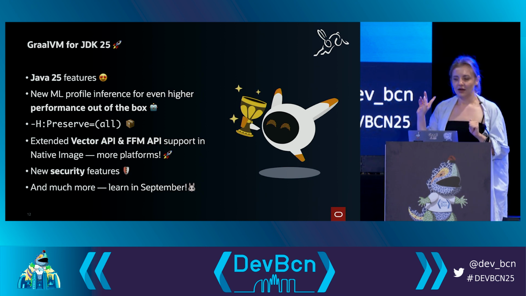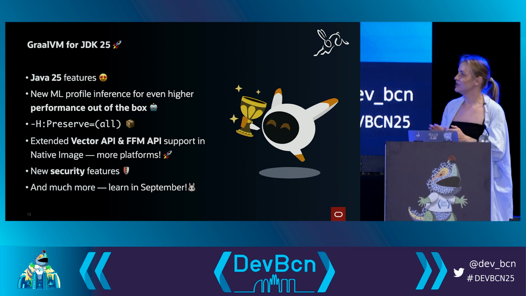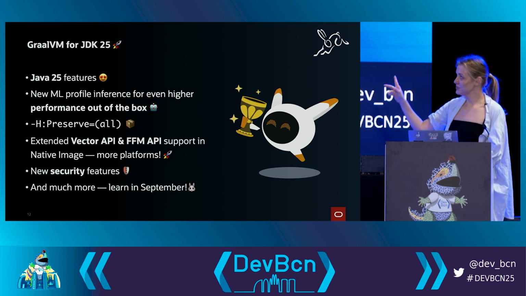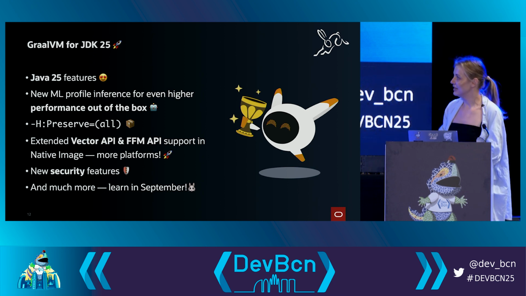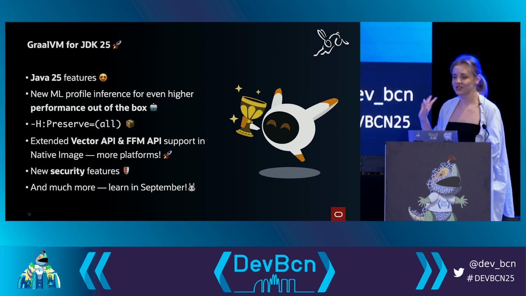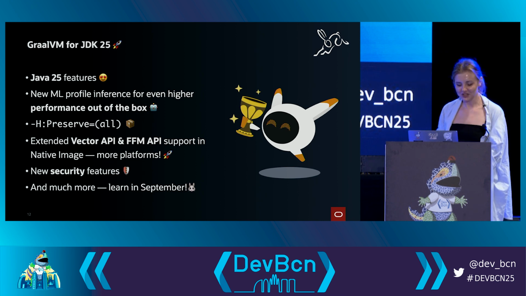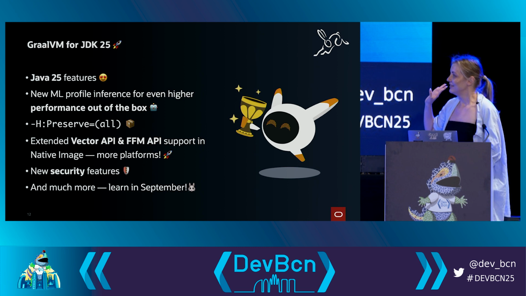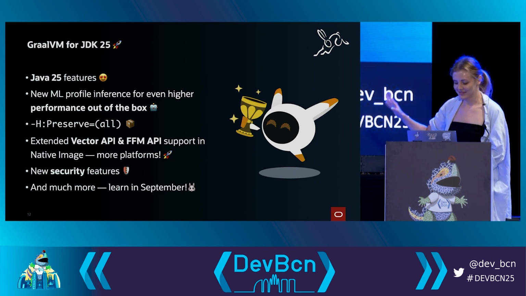Now, the Llama application that I have showed using the Vector API and FFM API, I like the demo a lot because it shows how we support later Java APIs. And now this also comes to more platforms. So this will be in GraalVM for JDK 25. And I cannot give specific details, but we are working on new security features in native image, so stay tuned. All of that arriving in September, and there will be many, many more things.